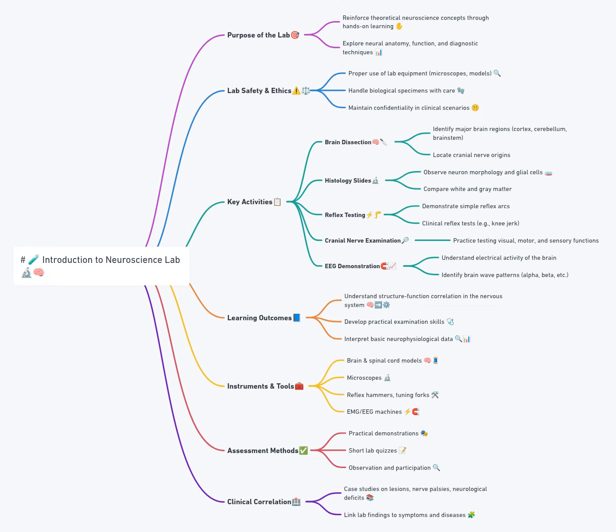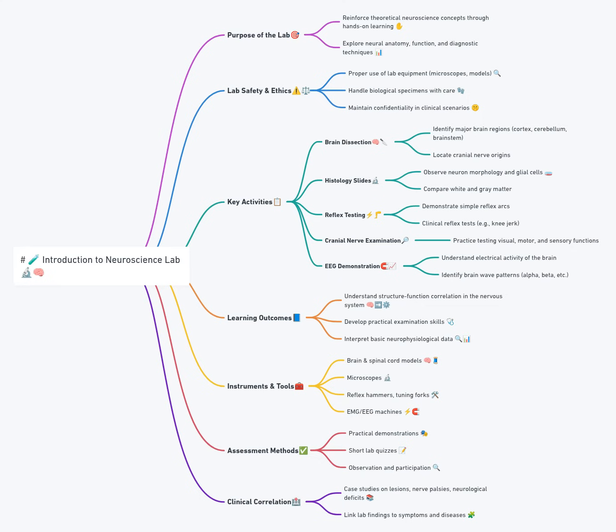Throughout the session, use anatomical models and prosected specimens side by side. Refer to diagrams, atlases, and your textbooks as you identify each structure. This is the time to reinforce your spatial understanding of the nervous system.